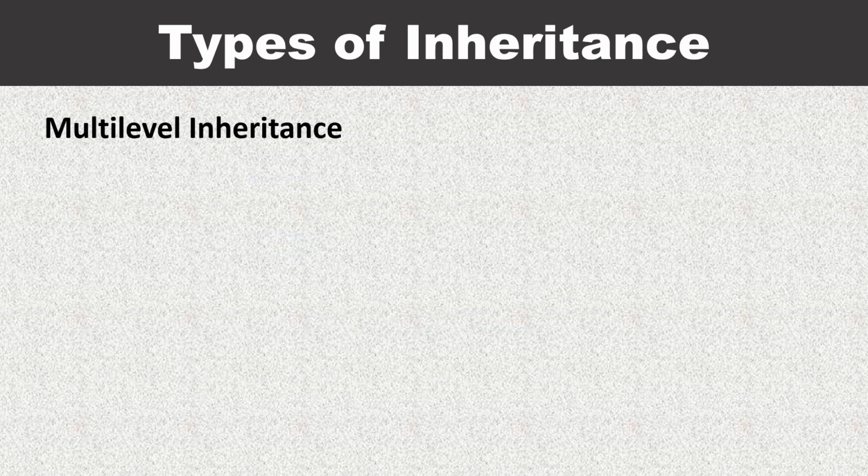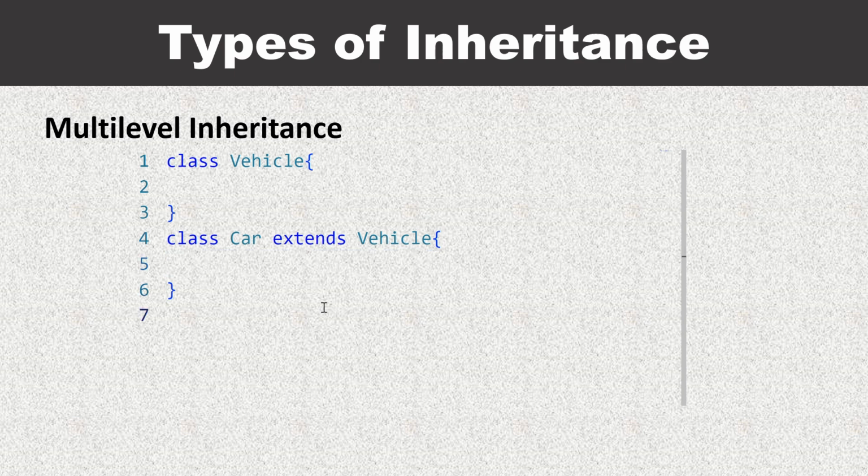Multilevel inheritance. A class is derived from another derived class, creating a chain of inheritance. Let me explain. First, we create the main class Vehicle. We create a new class Car and extend it with the Vehicle class. Lastly, we make our car model class Tesla and extend it with the Car class. Like this, you can make more complex multilevel inheritance.